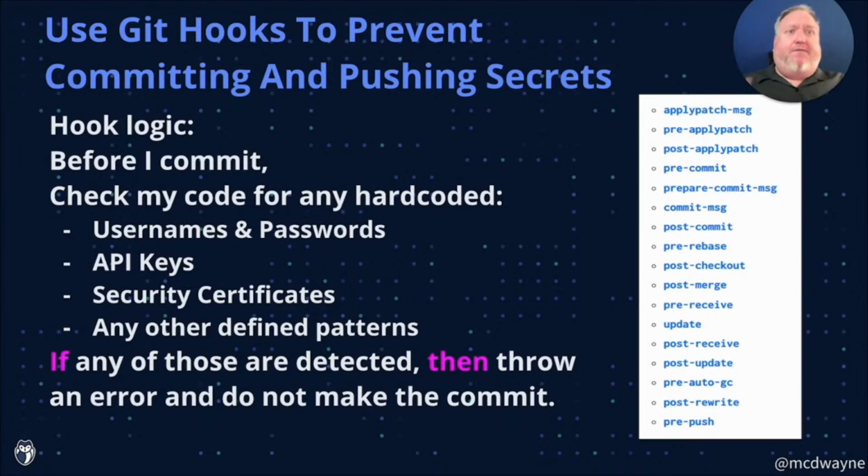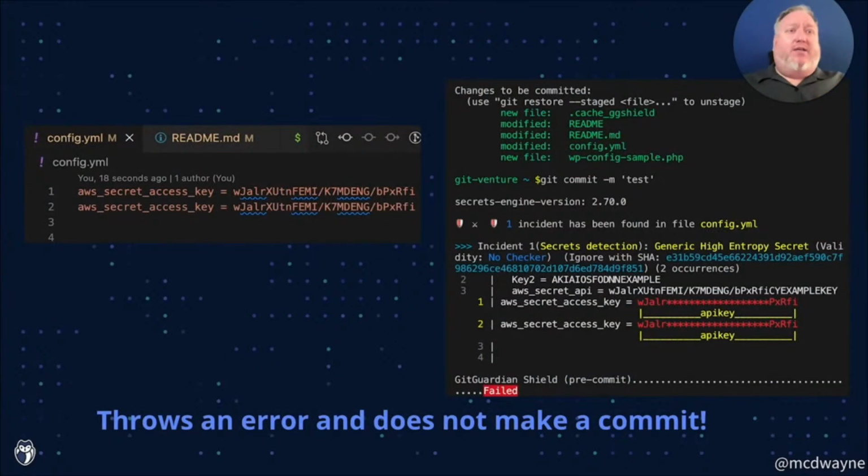You don't have to build this yourself. You can build this yourself, but AWS Labs has an option for this. Trufflehog has an option for this. And of course, we at GitGuardian have an option for this with GG Shield. Here's what ours looks like. You have a hard-coded secret. You try to commit it, and it says, hey, you can't do that because you have a secret here, and there's 2 instances of it.